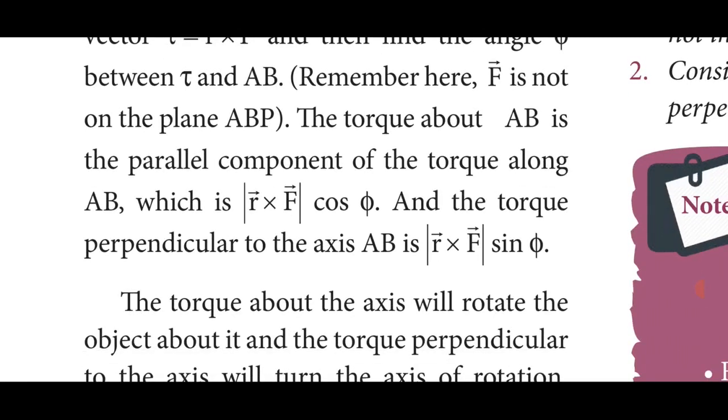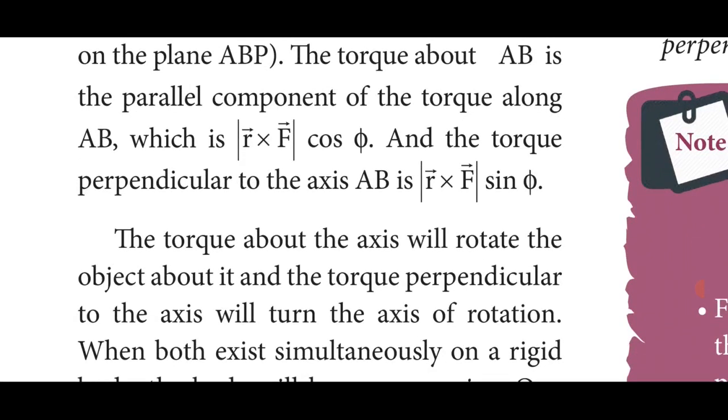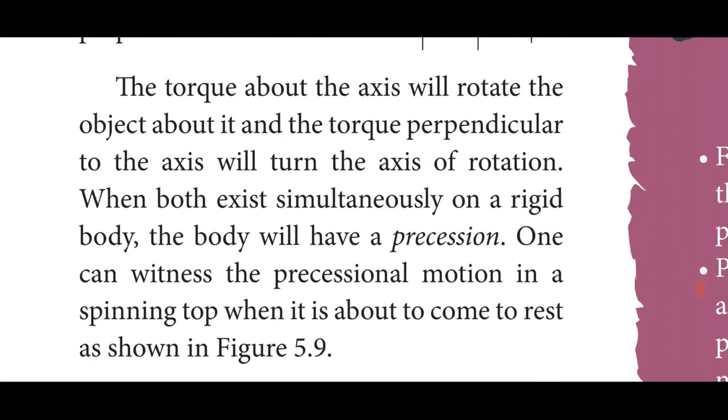That is given as modulus of r cross F cos phi. And the torque perpendicular to the axis is r cross F sin phi. The torque about the axis will rotate the object about it, and the torque perpendicular to the axis will turn the axis of rotation. When both exist simultaneously on the rigid body, the body will precess. One can witness a precessional motion in a spinning top when it is about to come to rest, as shown in the figure.